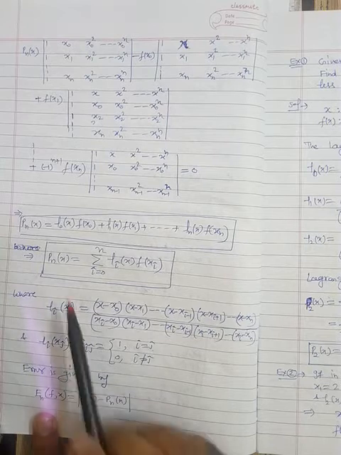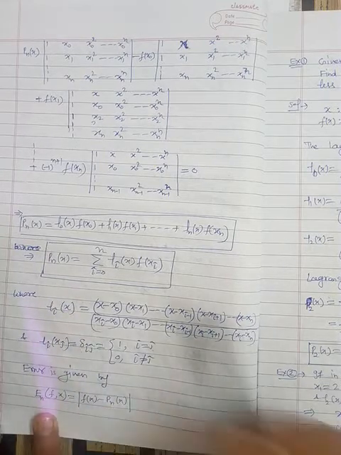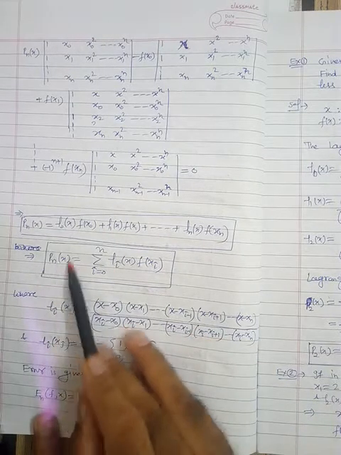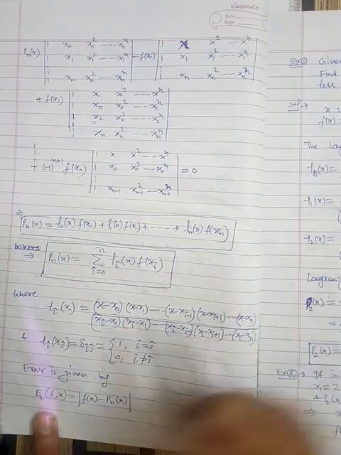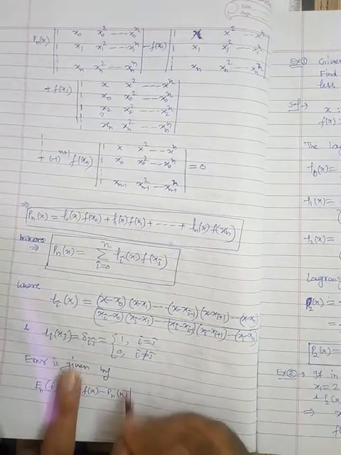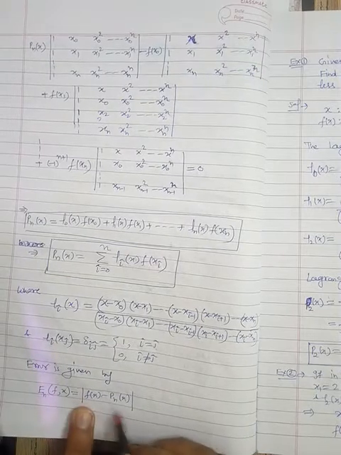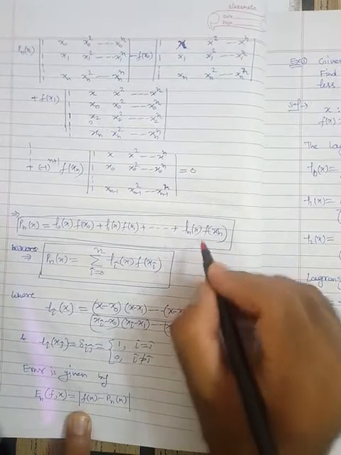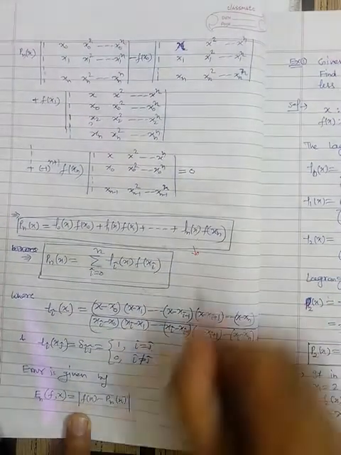After calculating all these fundamental polynomials, substitute them here, so we get Pn(x). So what is the error function? The error function is nothing but the absolute value of f(x) minus Pn(x). So this is the Lagrange interpolation formula. This is Lagrange's formula.